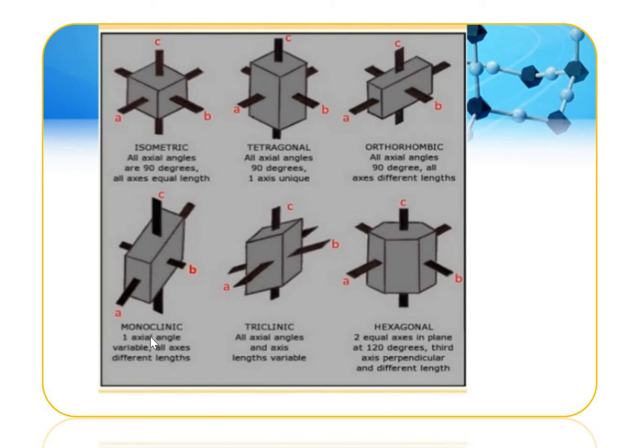In monoclinic, one axial angle is variable and all axes have different lengths. Here A is not equal to B, not equal to C, and two angles are the same, alpha equals beta but not equal to gamma. In triclinic, all axial angles and axial lengths are variable, that means unequal lengths and unequal angles. And in hexagonal, there are two equal axes in a plane at 120 degrees, and a third axis perpendicular and of different length.